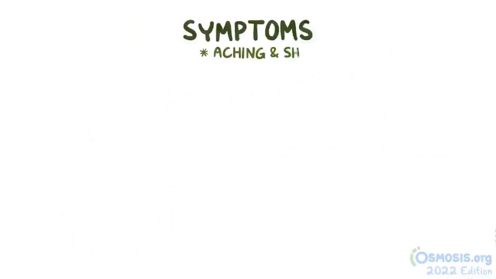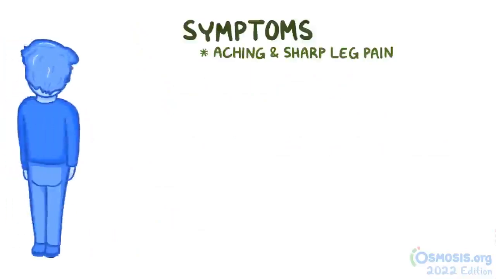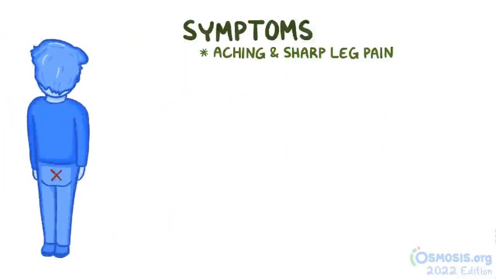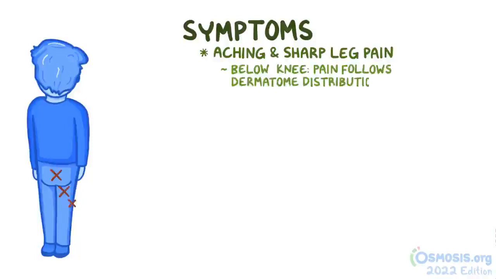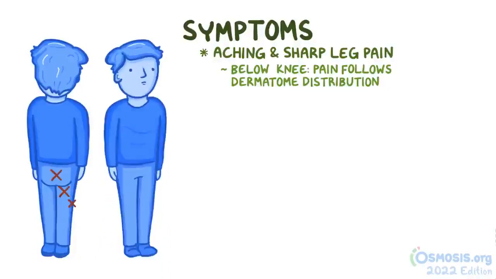In sciatica, the main symptom is aching and sharp leg pain. It radiates along the middle or lower buttock, and on the back or the outer side of the thigh. Below the knee, the pain usually follows the dermatome distribution. For example, if the L4 nerve root is compressed, the pain would radiate alongside the medial side of the leg. If the S2 nerve root is compressed, the pain would mostly be felt along the back of the leg.